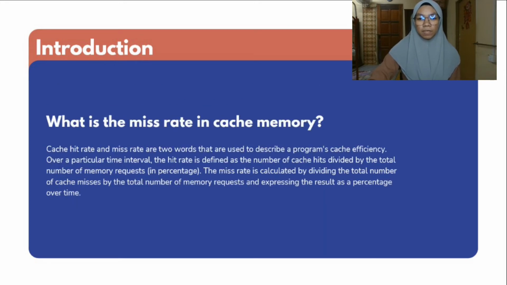What is the miss rate in cache memory? Cache hit rate and miss rate are two terms used to describe a program's cache efficiency. Over a particular time interval, the hit rate is defined as the number of cache hits divided by the total number of memory requests, in percentage. The miss rate is calculated by dividing the total number of cache misses by the total number of memory requests and expressing the result as a percentage over time.